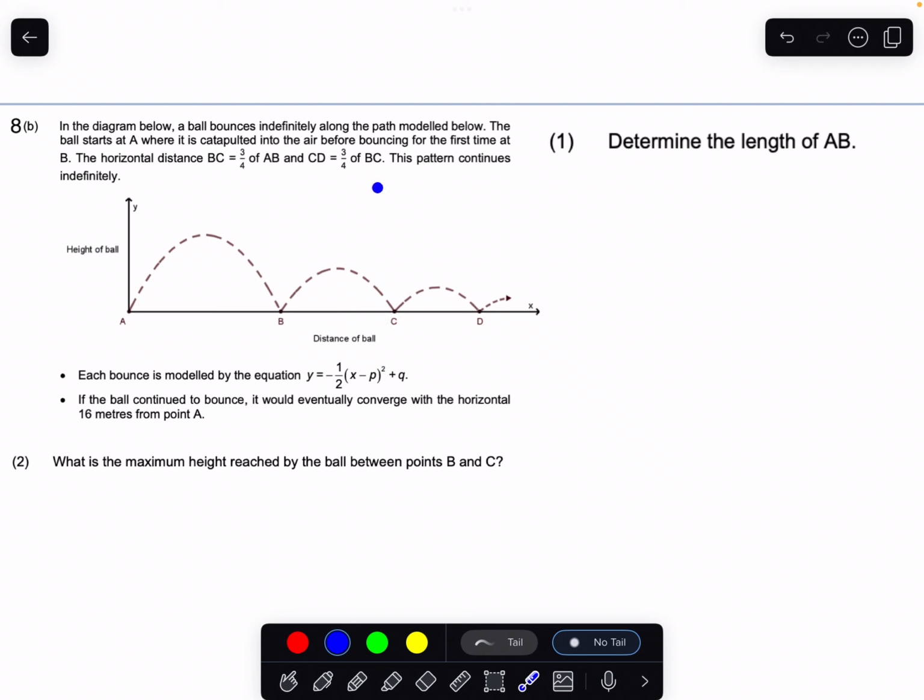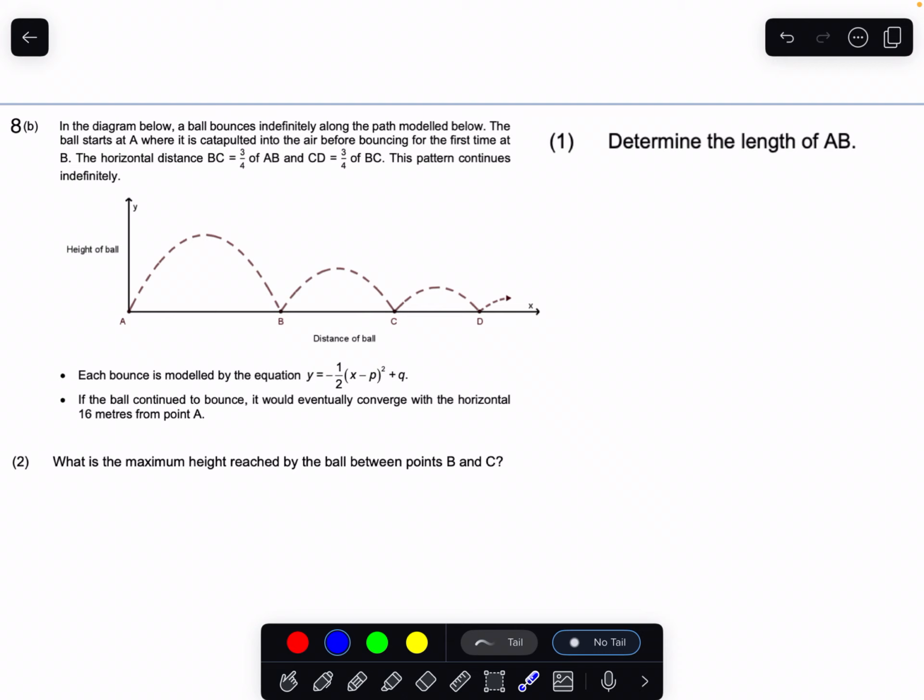And CD is 3/4 of BC. So CD would be 3/4 of 3. So if this started out as 16, this would be 12, this would be 9, and the pattern continues indefinitely. That distance would be 3/4 of CD. Each bounce is modeled by the equation y is equal to minus a half (x minus p) squared plus q.